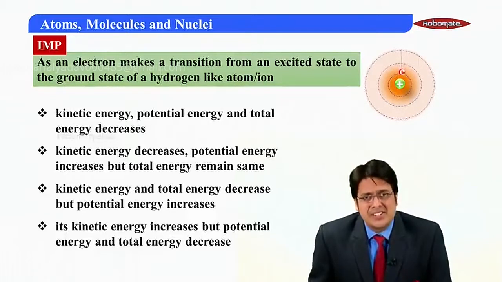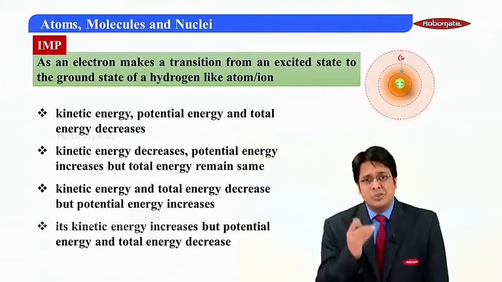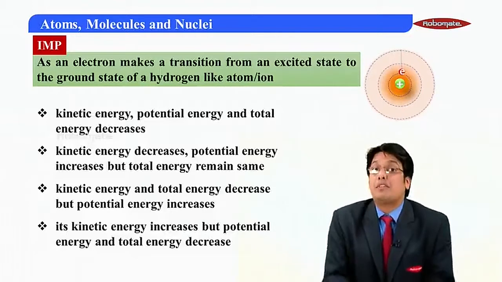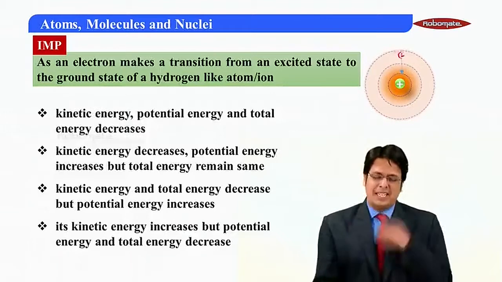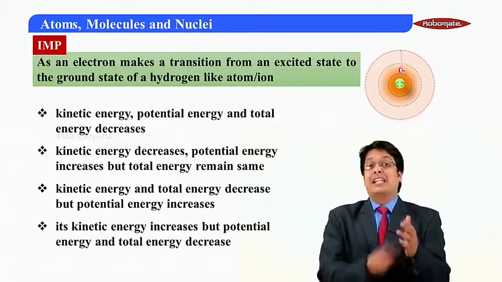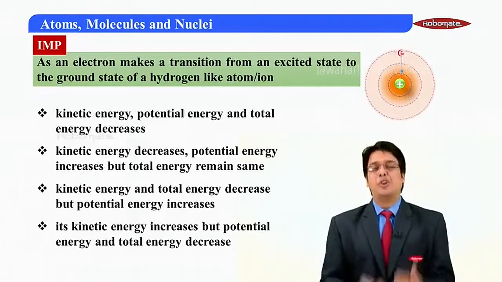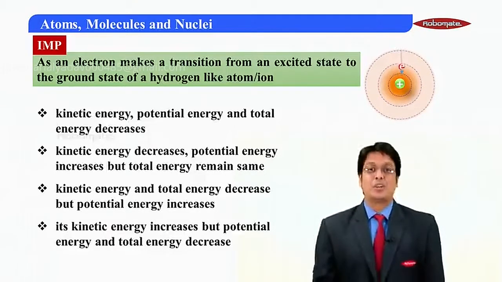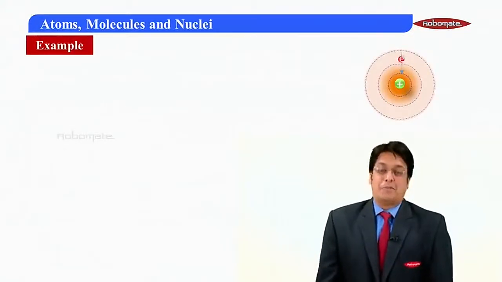As an electron makes a transition from the excited state to the ground state of an atom, always remember, it comes towards the nucleus. The force of attraction increases, the velocity increases, kinetic energy increases. But kinetic is opposite to total, so total energy decreases. Kinetic is also negative of potential, so potential energy decreases. So when it goes from a higher to a lower orbit, kinetic energy increases, potential decreases, total decreases. That was just an MCQ for you.